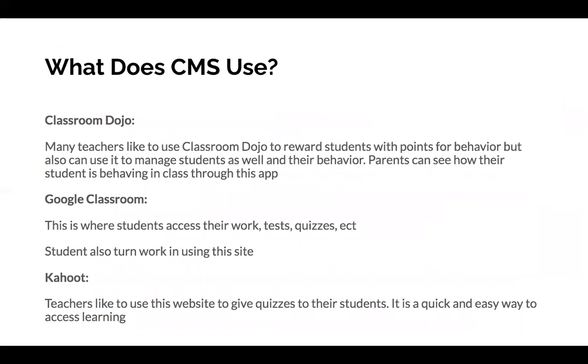So what does CMS use? It uses Classroom Dojo. Classroom Dojo is there to reward students with points for behavior, but it can also manage students and their behavior if they're not doing well. Parents can see points taken away, which is good for parents to see. And then we have Google Classroom, where students can access their work, tests, quizzes, etc. You can also turn in work using the site. And then we also have Canvas, which is just like Google Classroom, just a different software. And then we have Kahoot, and teachers like using this website to give quizzes to their students. It's quick and easy to assess learning.